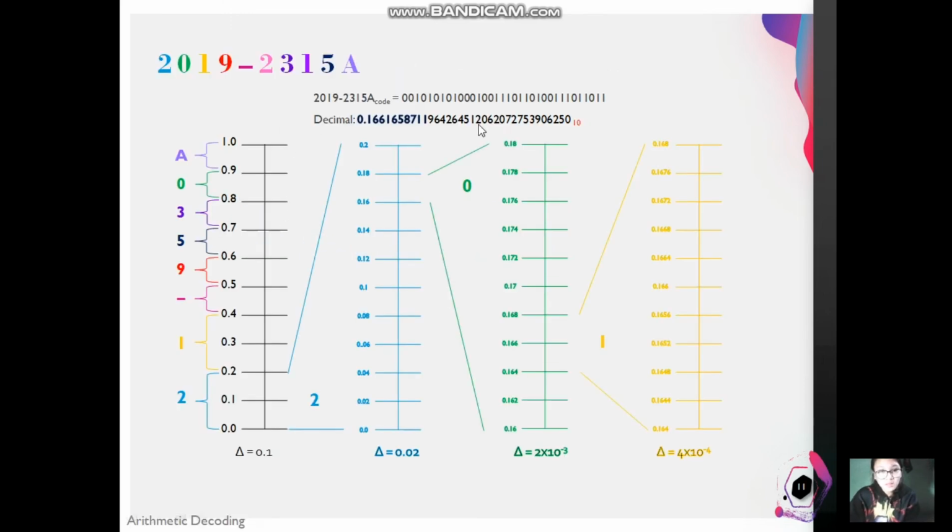So where does this decimal value lie in the plot? So it lies between 0.18 and 0.16, and the number associated with that is 0. And for 2, it lies in between 0.2 and 0.0. Next, where can you see this decimal value in the next plot? So it is located in between 0.168 and 0.164, and the number associated with that is 1.